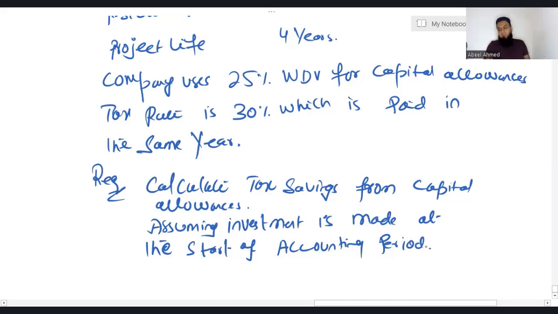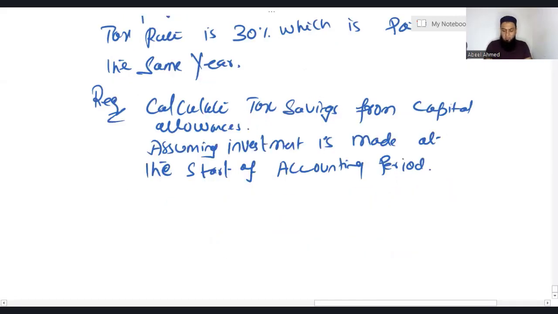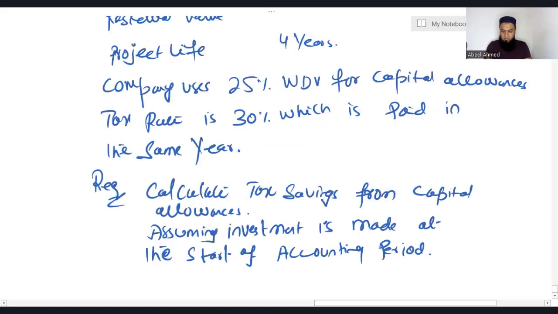Assuming investment is made at the start of accounting period, another very important point, nothing is mentioned. We will always assume that investment is made at the start of accounting period. When we make investment at the end of accounting period, then what change comes, we will discuss that. Don't worry at all, inshallah. But right now, let us stick to this question.